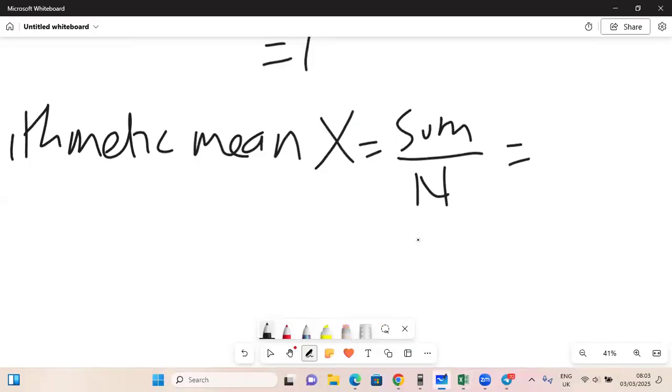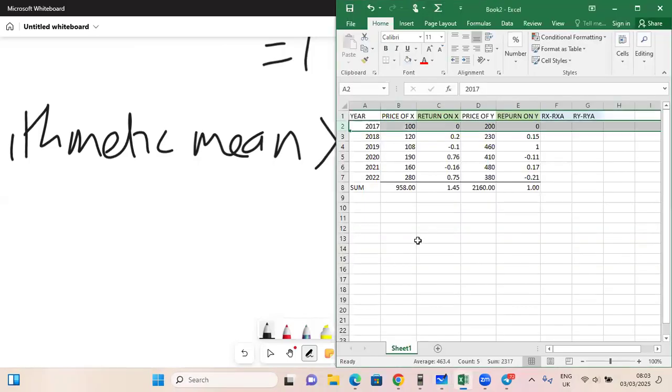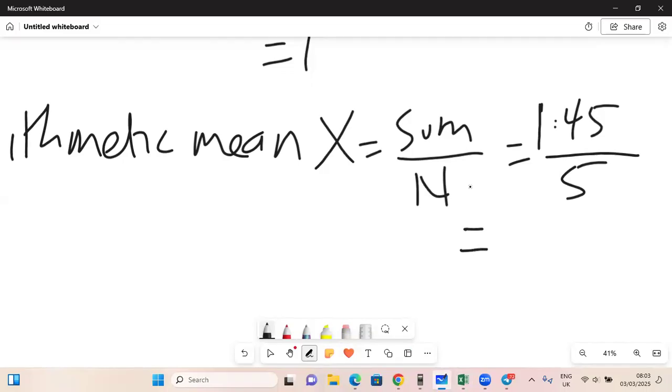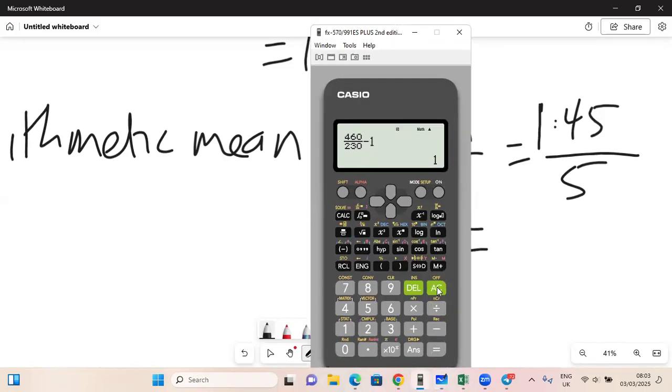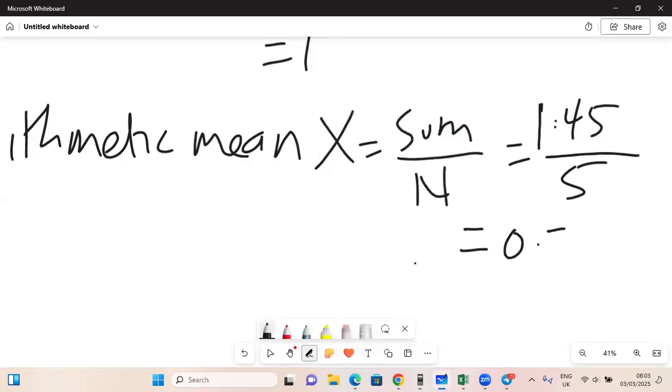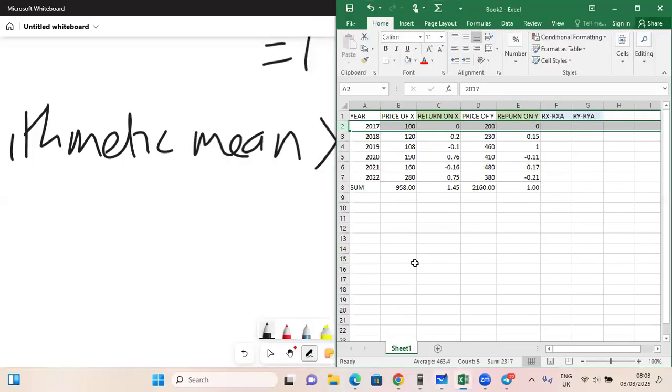So the sum for X is 1.45, and then the N is 5, because when we count 1, 2, 3, 4, 5, that's why it is 5 here. So with this one, we are going to get 0.29.